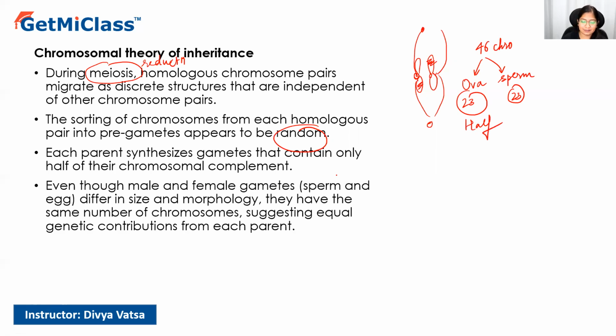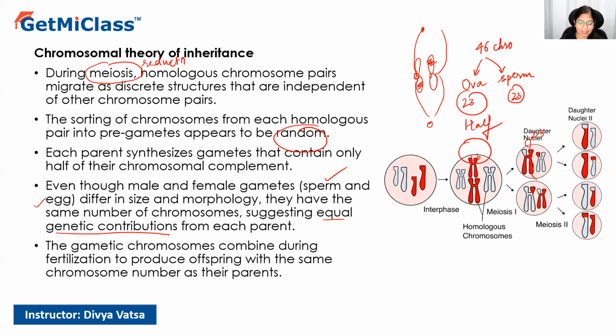Even though the male and female gametes, sperm and egg, differ in size and morphology, they have the same number of chromosomes. See, the ova is very big and the sperm is very small, but despite the difference in size, the arrangement of chromosomes is the same in both cases, so that there is equal genetic contribution. If it is not equal, the genetic contribution will not be equal.